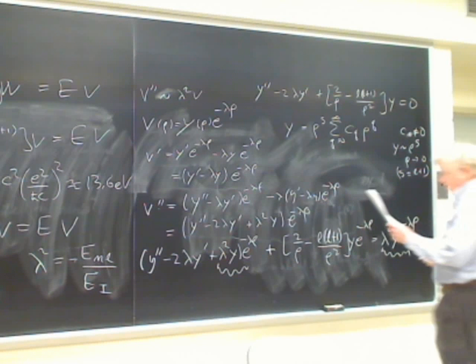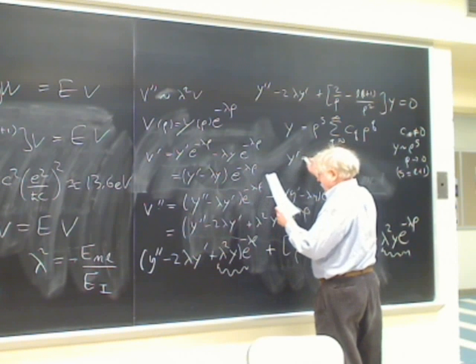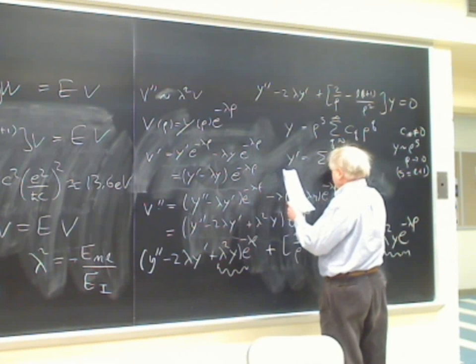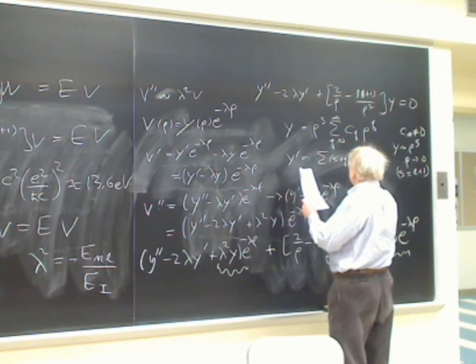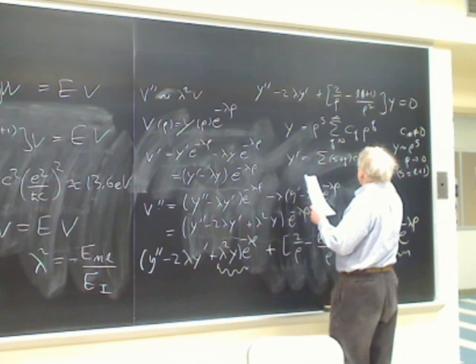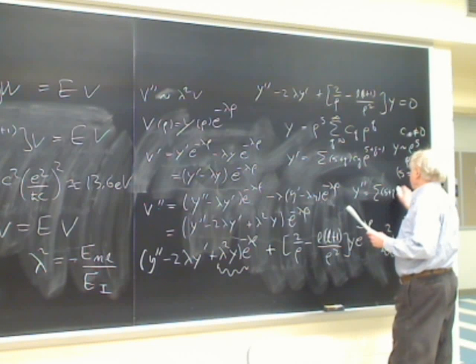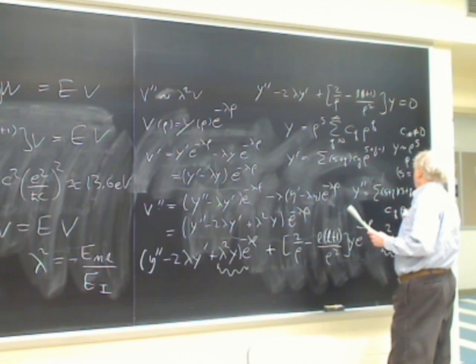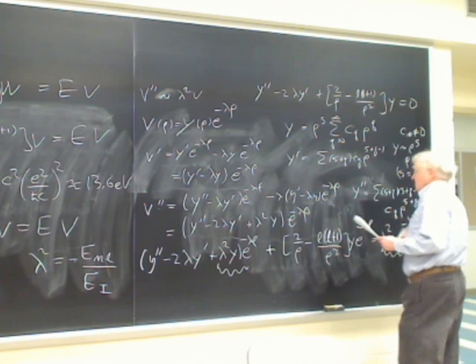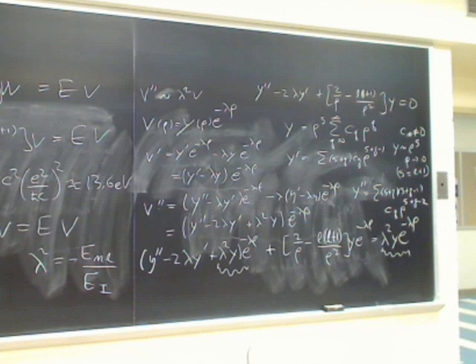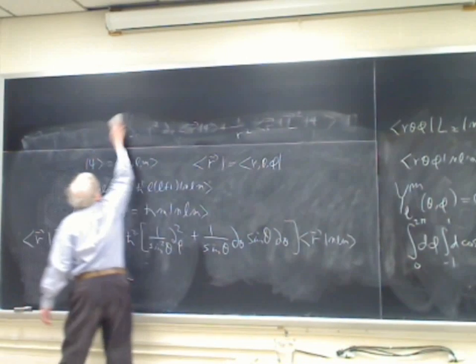In any event, y prime is a sum of (s plus q) c_q rho to the s plus q minus 1, and y double prime is a sum of (s plus q)(s plus q minus 1) c_q rho to the s plus q minus 2. So that's just differentiating the power series. Okay, so now I'm going to have to erase this board and get the rest of this done.